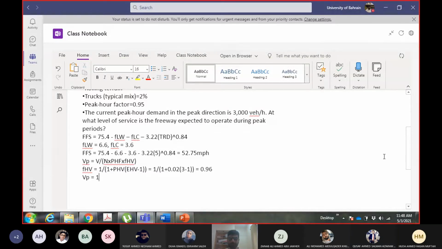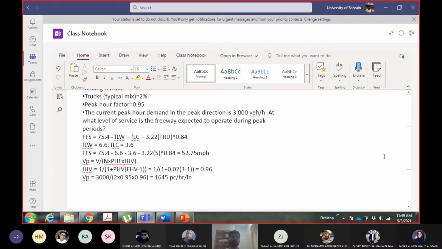Then VP. 3000 is the volume, divided by the number of lanes in one direction, 2, peak hour factor 0.95 given, and FHV 0.96. How much? 1644.7, so about 1645 passenger cars per hour per lane.